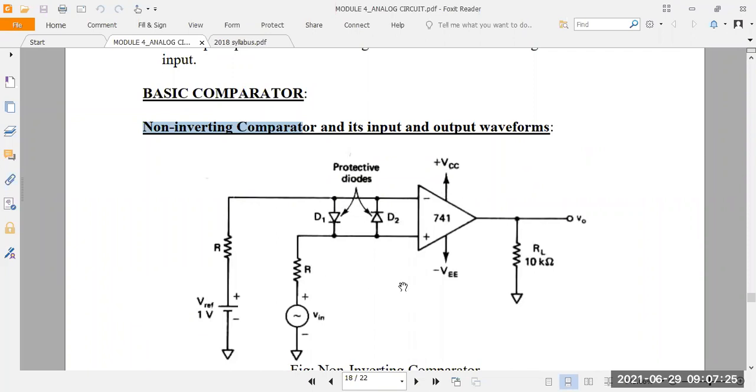So this non-inverting terminal voltage should be compared with the reference voltage. Understood? You have to compare the AC source to the given reference voltage.